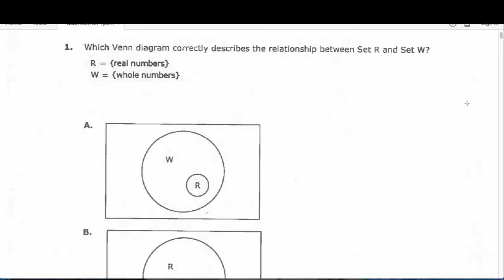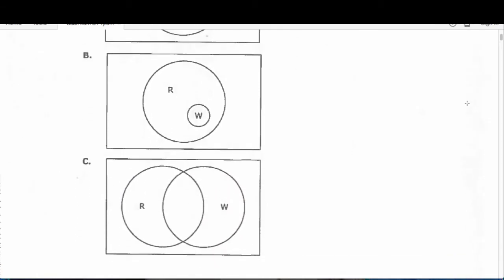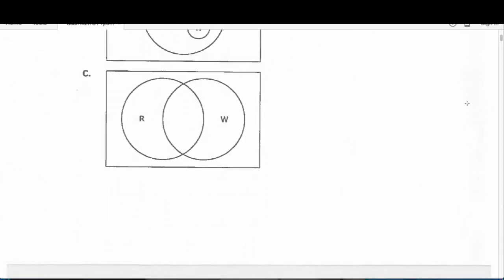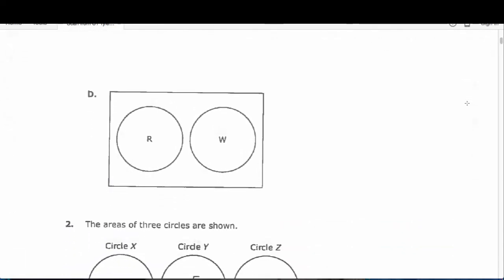Question 1. Which Venn diagram correctly describes the relationship between set R and set W? R equals set of real numbers. W equals a set of whole numbers. Venn diagram A, Venn diagram B, Venn diagram C, or Venn diagram D on the next page.